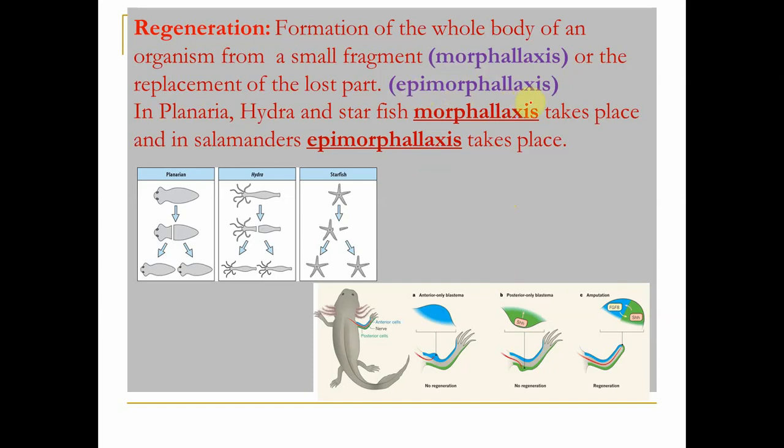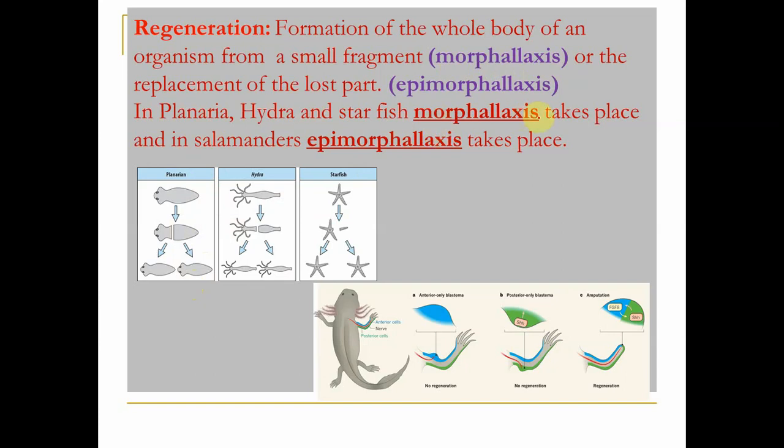Now for morphallaxis, three examples are given: planaria, hydra, and starfish. In these, if the parent body splits into different fragments or pieces, each piece further develops into a new individual. It is the same as fragmentation, but fragmentation takes place in simple multicellular filamentous algae, while regeneration takes place in animals, more complex multicellular organisms. In hydra, starfish, and planaria, the same kind of process takes place. It is called morphallaxis.